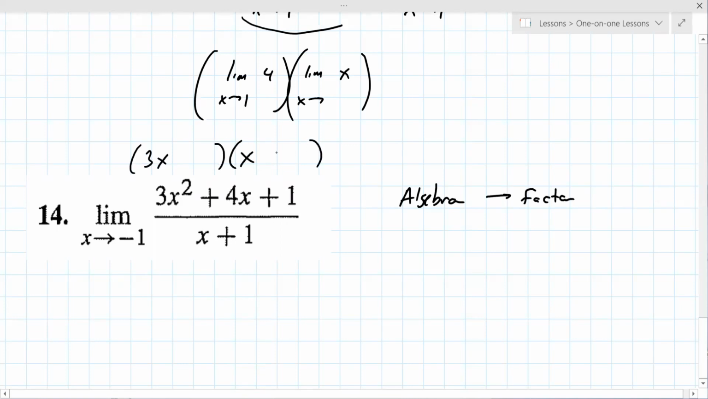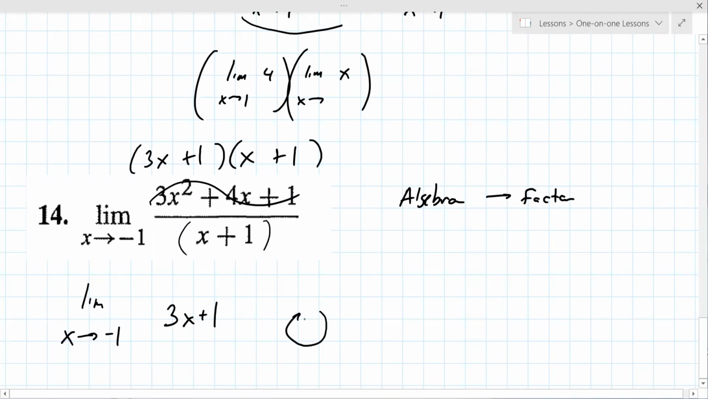So all that time you spent learning to factor pays off here. And when you factor, you realize, oh, I can cancel these factors. So this problem becomes the limit as x approaches -1 of 3x plus 1. And then you just go back to putting that number into the function.